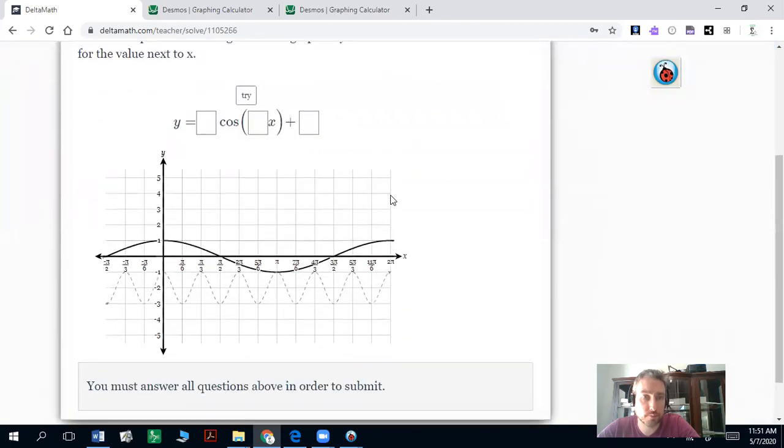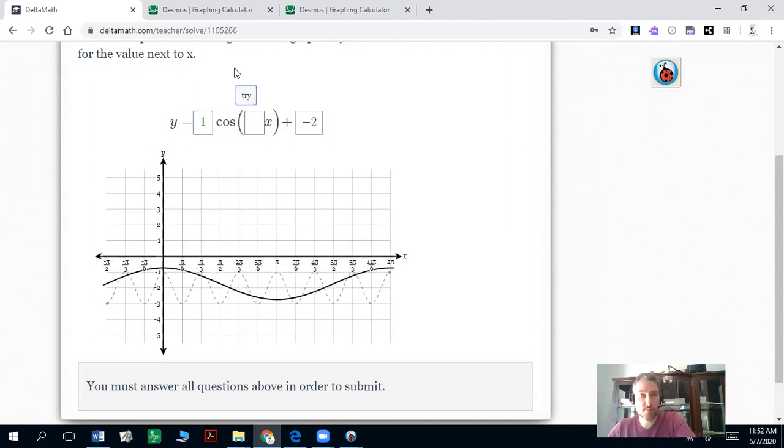Let's do another problem. Now let's try to figure out what that number is before we guess. So let's do the midline and amplitude first. The midline is at -2, so that's that last number. The amplitude is just going up 1 and down 1, so the amplitude would be 1. And I'm going to click try, and that's not going to be right. But I want to get it to be narrower.